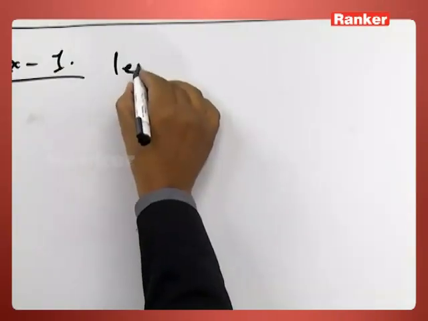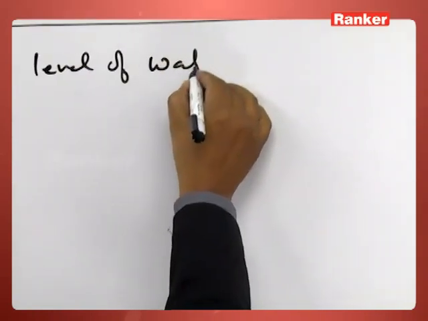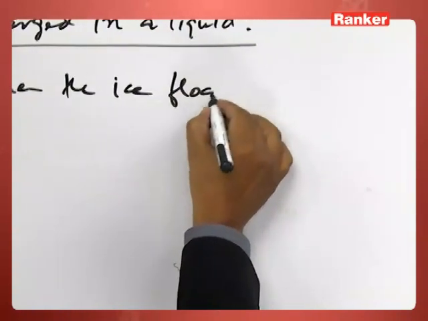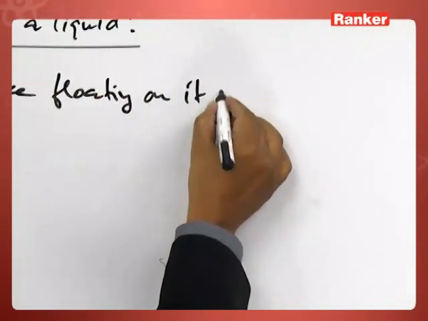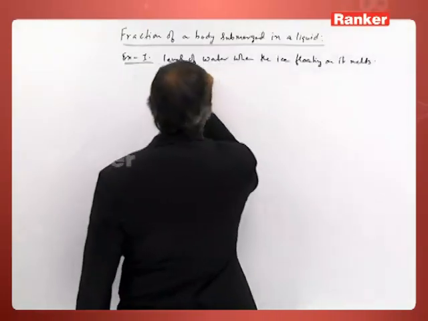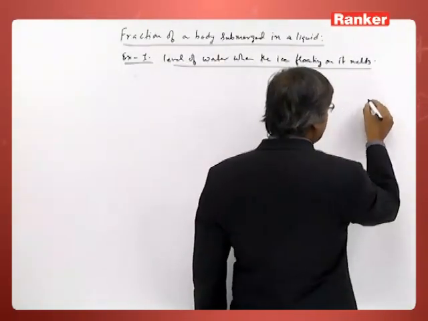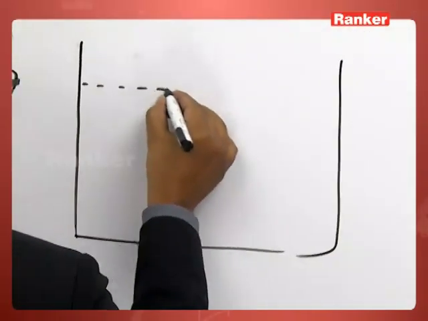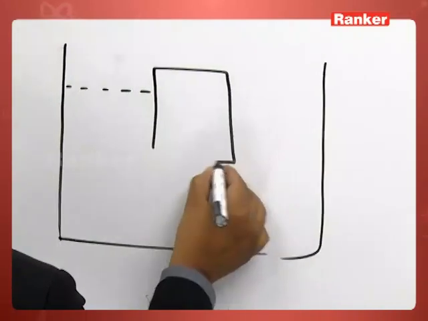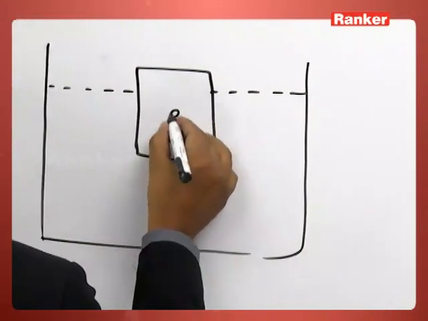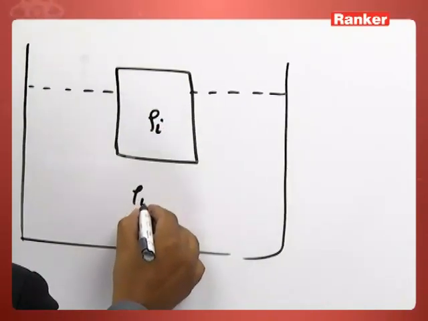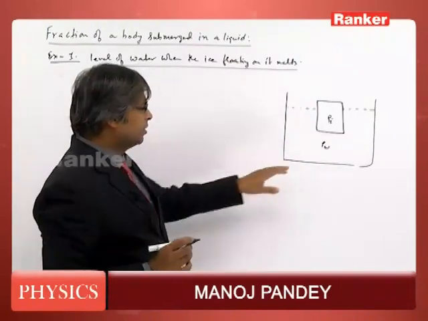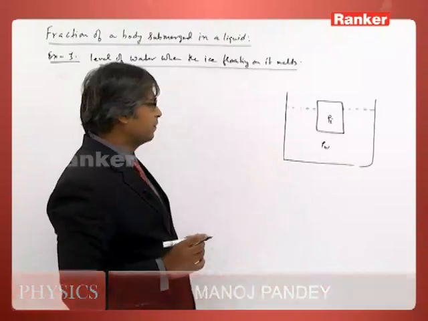So the level of water when the ice floating on it melts. So let us see what happens to this. So you see, this is our vessel and this is water, and we have a block of ice of density rho of ice, and rho of water. So when the ice melts, how much is the level of water changing or decreasing?